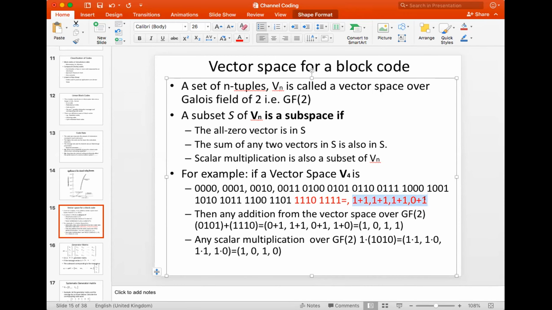0 + 1 = 1. So therefore, the resultant code from this would be 0001. And as you can see, this 0001 is actually a subset of this particular code. So this is what this is trying to explain. In other words, addition should result in a code which is within the subset, and multiplication should result in a code which is within the subset.